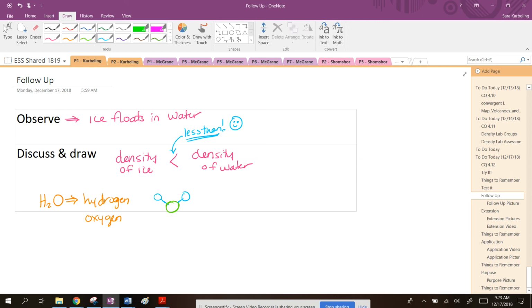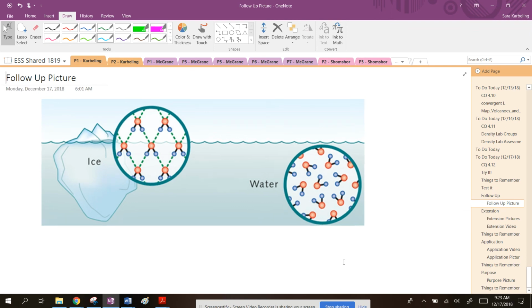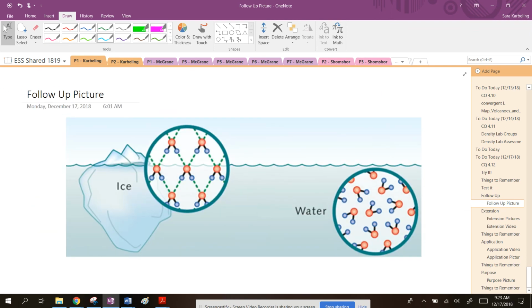But here's the funny thing. The density is different. Let me show you a picture. Here's a picture of ice. Here's a picture of water.